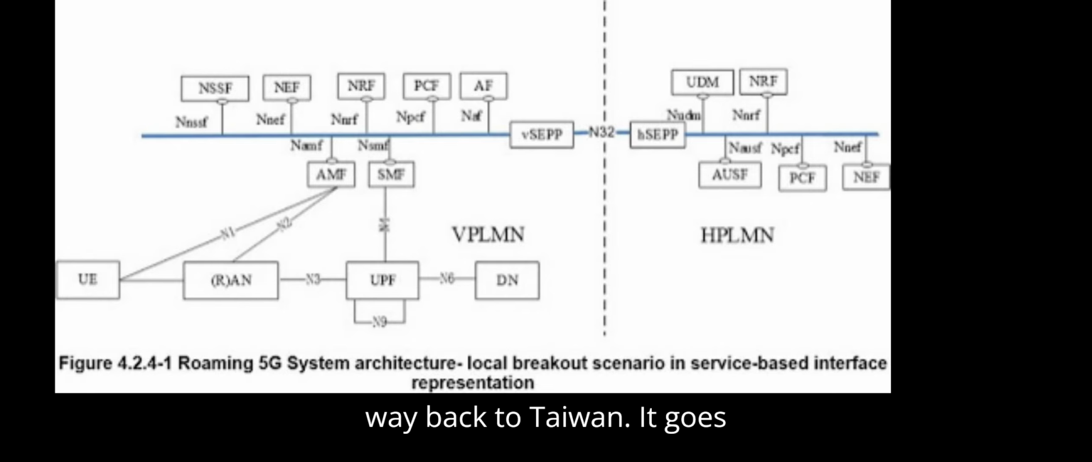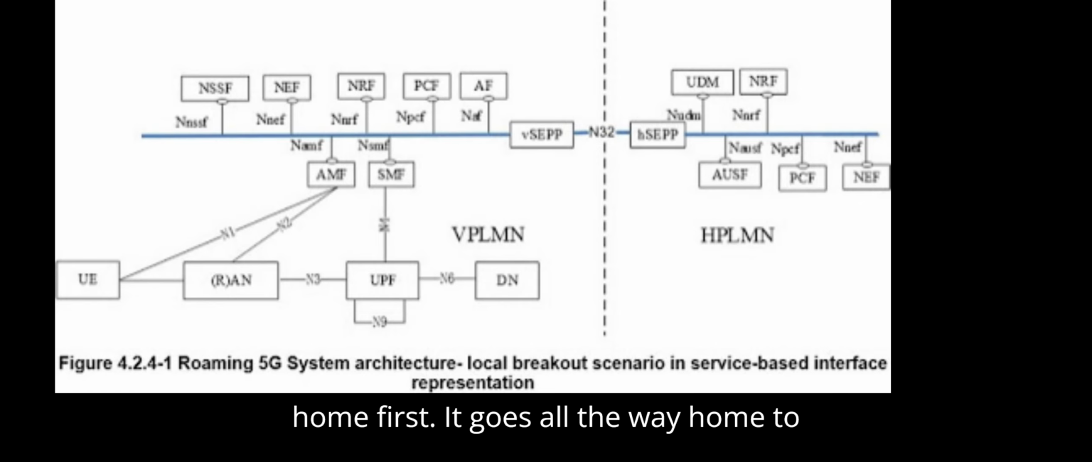Wait, really? It goes home first? It goes all the way home to your carrier in Taiwan. It exits to the internet in Taiwan. It then finds the Japanese restaurant's website server, which is probably in Tokyo, grabs the data, brings it back to Taiwan, puts it back in the tunnel, and sends it all the way back to you in Japan.